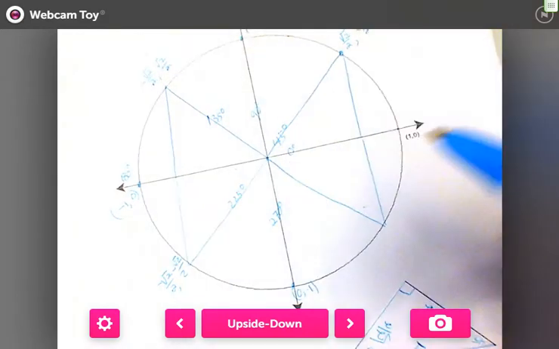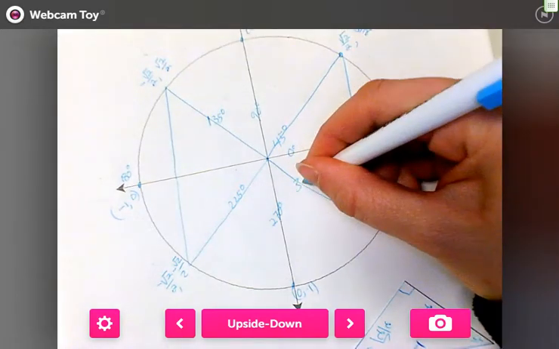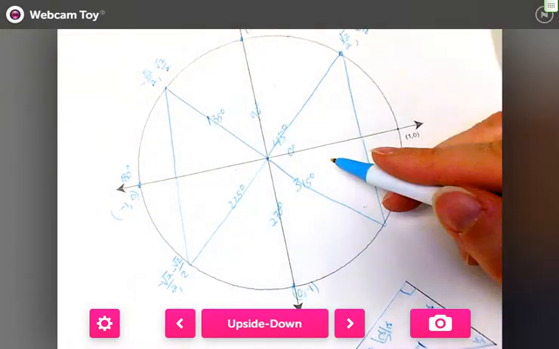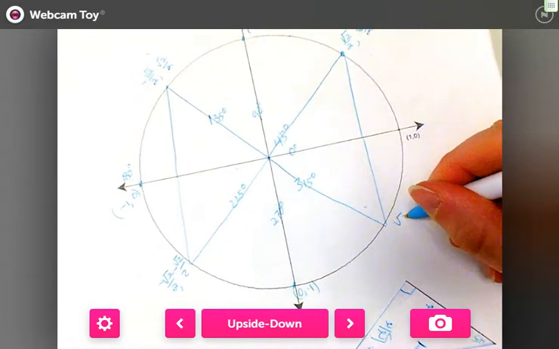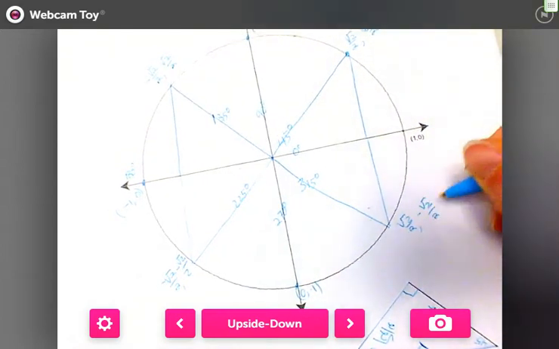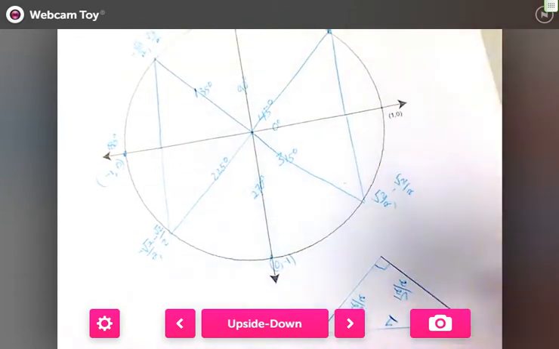This is 315 degrees. And we go over square root 2 over 2, down square root 2 over 2. Okay? So these are all up on the board.